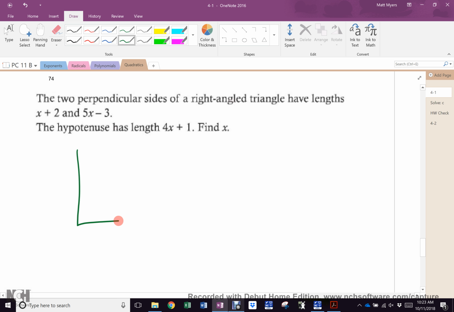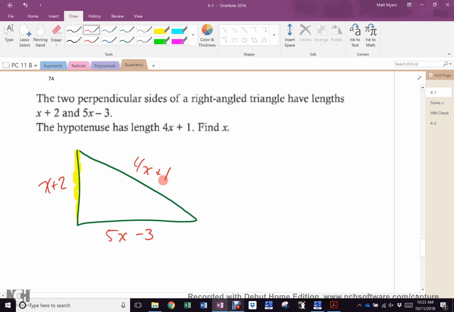So I have two sides of a triangle that are perpendicular. That is this guy and this guy, yes? We all know what perpendicular means. And if we don't, what should we have done? Asked or looked it up. So this side is x plus 2. This side is 5x minus 3. The hypotenuse is 4x plus 1. I need to find x, yes?